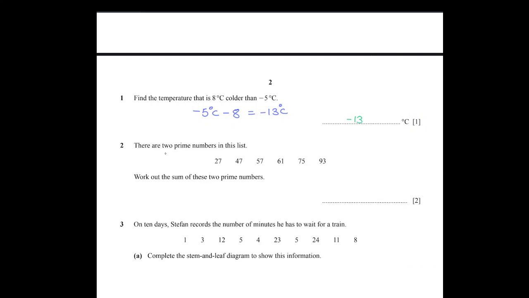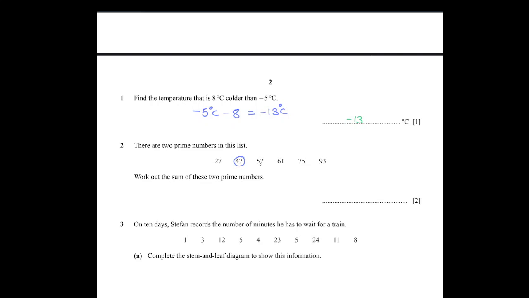Question number 2. There are two prime numbers in this list. Work out the sum of these two prime numbers. So you have to check for the prime numbers from the list given and then add them to find the sum. So 27 is not a prime number because 3 into 9 is 27. It has factors other than 1 and itself. 47 is a prime number because it does not have any other factors other than 1 and 47.